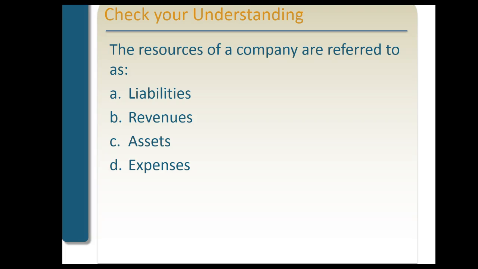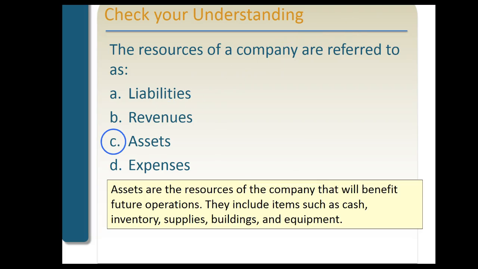Let's do a little checking to see if you're picking up on these concepts. The resources of a company are referred to as A, liabilities, B, revenues, C, assets, or D, expenses. I hope you get this one. Assets. Those are the resources of the company that help future operations of a company. Items that are in assets include cash, inventory, supplies, buildings, and equipment.